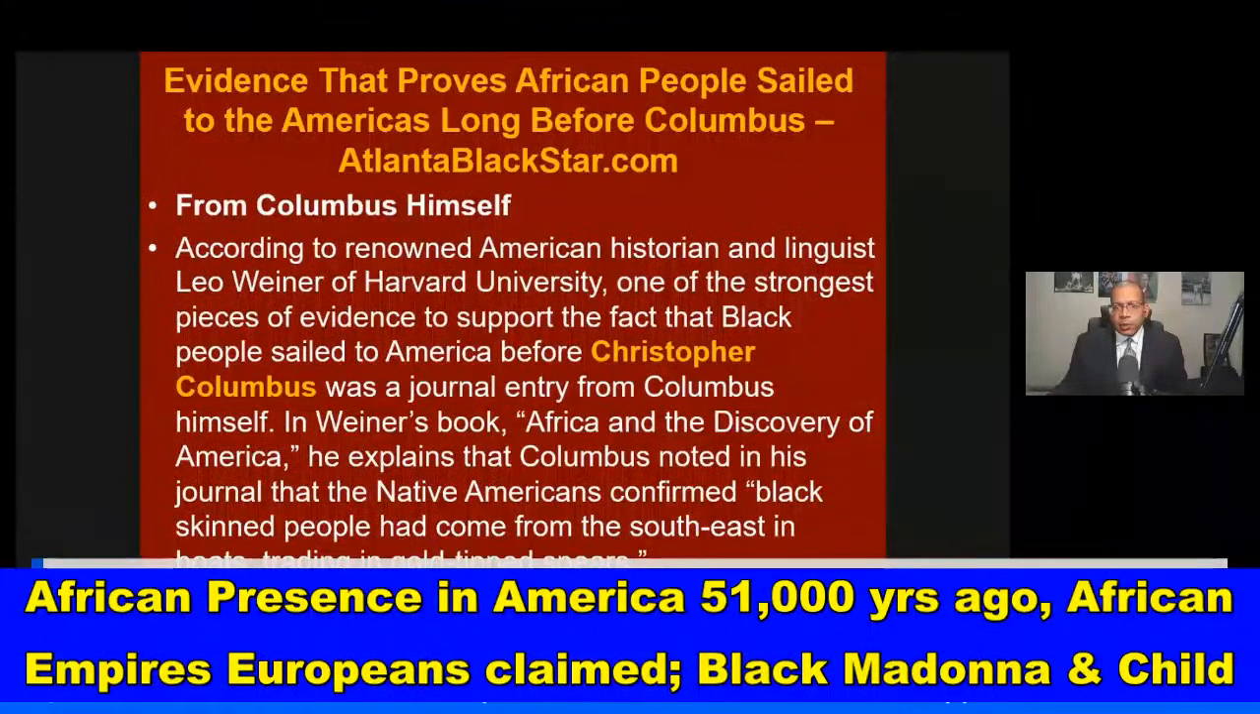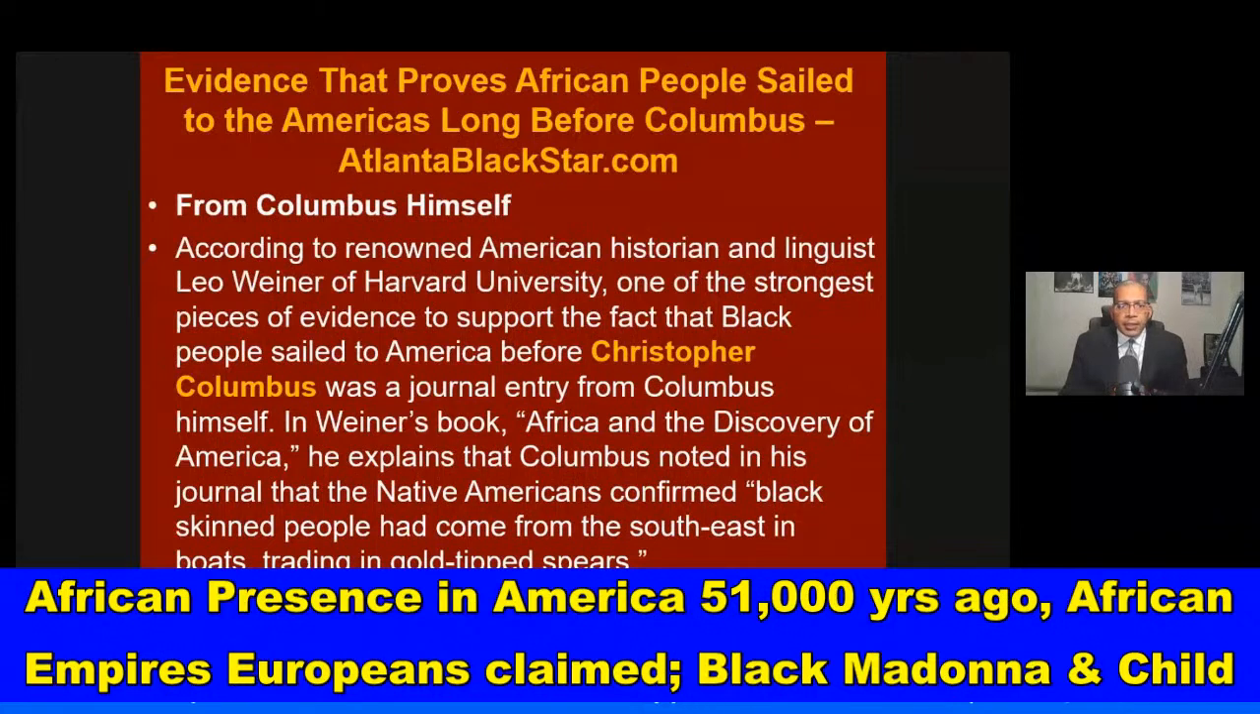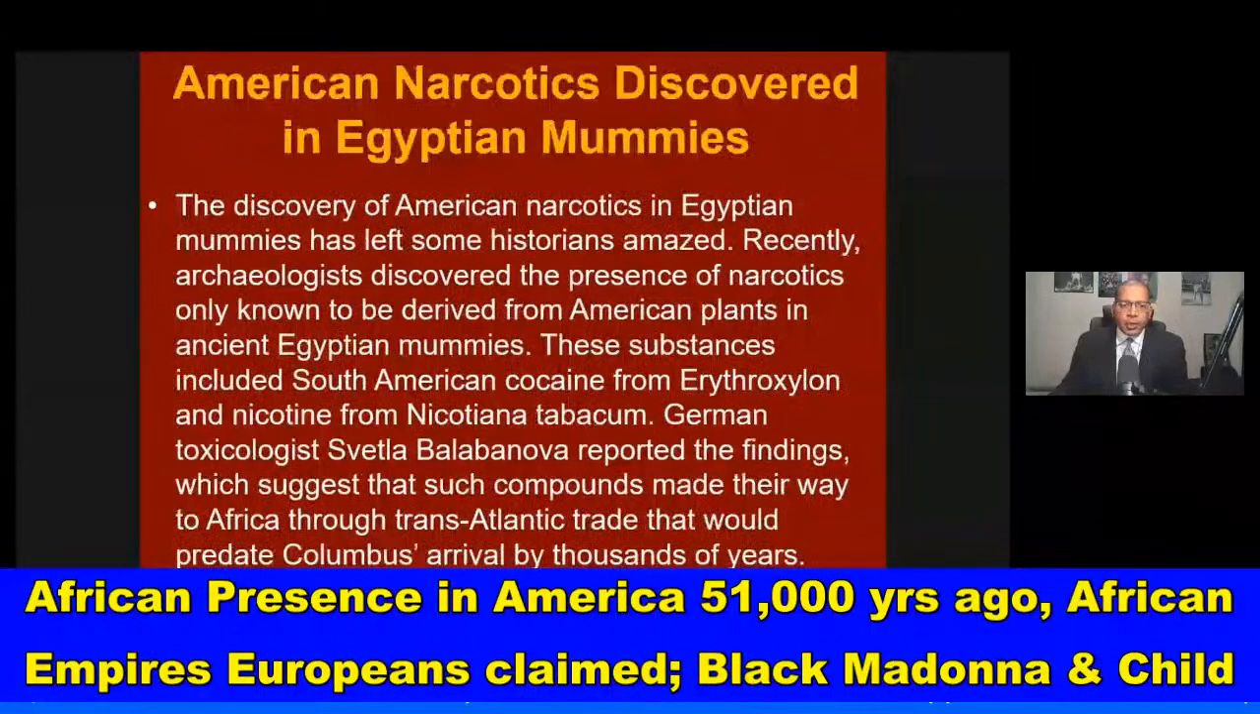But we can look at evidence from Christopher Columbus himself, because Columbus kept a diary. According to renowned American historian and linguist Leo Weiner of Harvard University, one of the strongest pieces of evidence to support the fact that African people or Black people sailed to America before Christopher Columbus was a journal entry from Columbus himself. In Leo Weiner's book, Africa and the Discovery of America, he explains that Columbus noted in his journal that the Native Americans confirmed, quote, black-skinned people had come from the southeast in boats trading in gold-tipped spears.